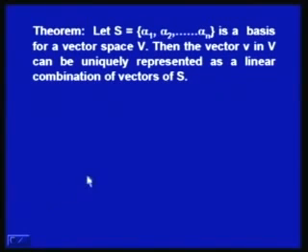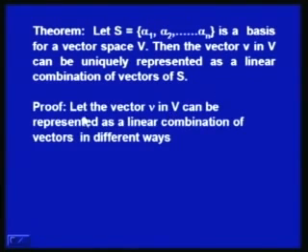Now the next theorem says: if S is a set consisting of n vectors, and S is a basis for a vector space V, then any vector v in V can be uniquely represented as a linear combination of vectors of S. So if we have a basis, then the vector v in V can be uniquely represented as a linear combination of vectors of S. Now to prove this, let the vector v in V be represented as a linear combination of vectors in two different ways.